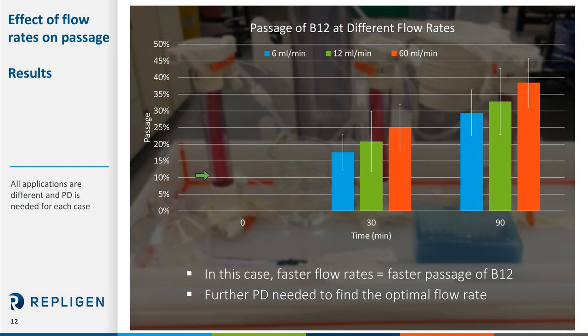So I hope that explained the concept of dynamic dialysis, the systems we have to offer, and sort of the PD that is needed to get a process underway. Now I'm going to turn it over to Cassidy, who's going to go over some practical applications.